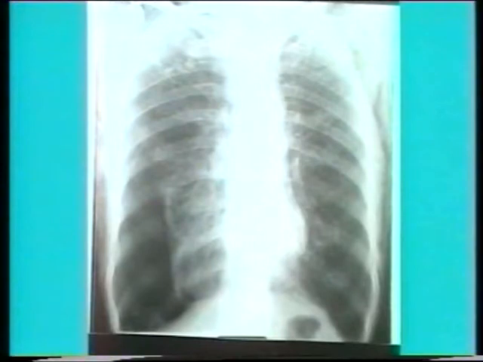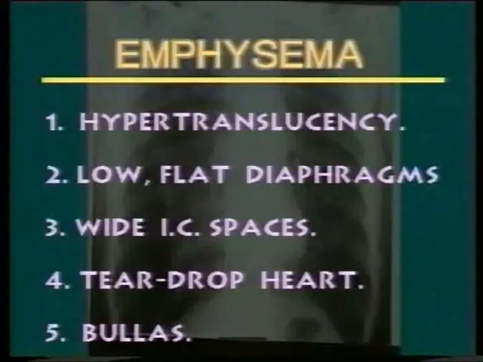To revise, the radiological features of emphysema are hypertranslucency of the lung fields, low and flat diaphragms, widened intercostal spaces, narrow teardrop heart, and formation of emphysematous bullae.